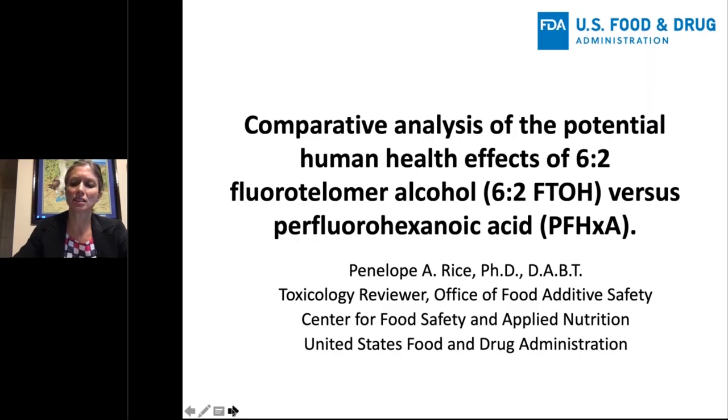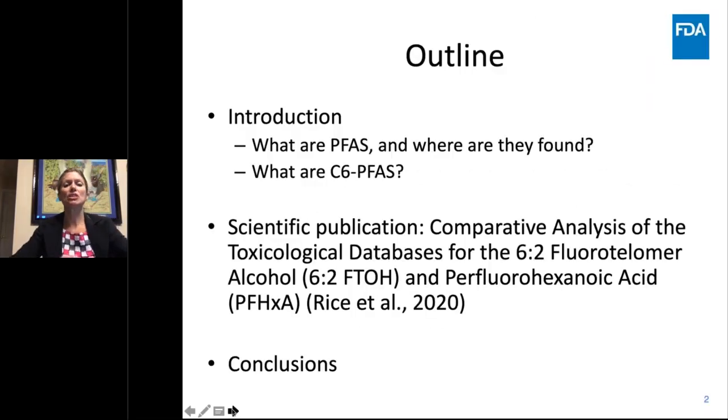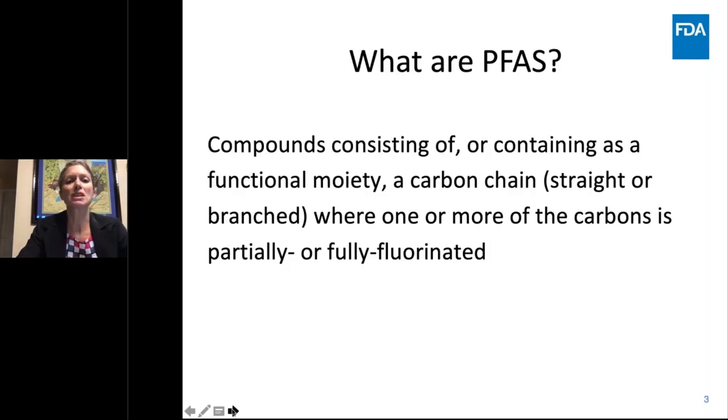So during this talk, I'm going to give a brief introduction, and I'm sure you already know what PFAS are, but I'm going to tell you anyway. And then I'm going to go into the material that was discussed in my paper, and then give some brief conclusions. So what are PFAS? As you already know, they are compounds consisting of or containing as a functional moiety a carbon chain, straight or branched, where one or more of the carbons is partially or fully fluorinated.